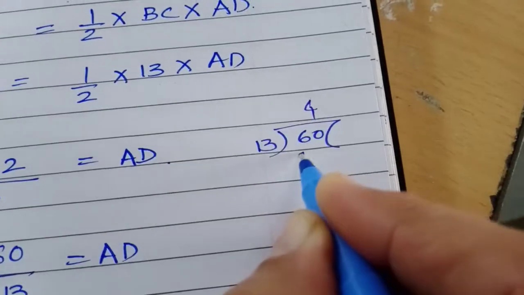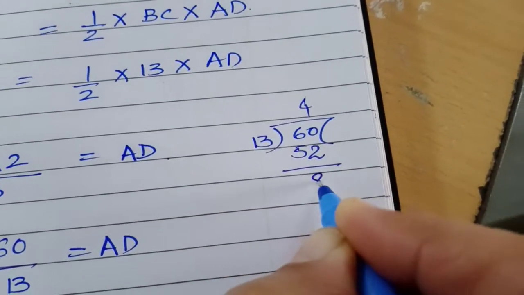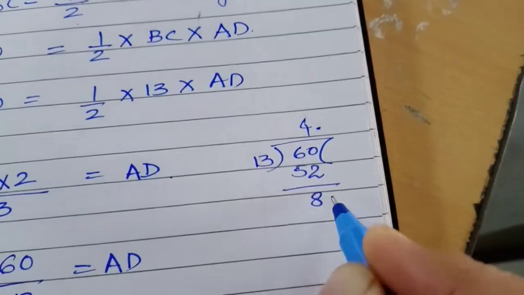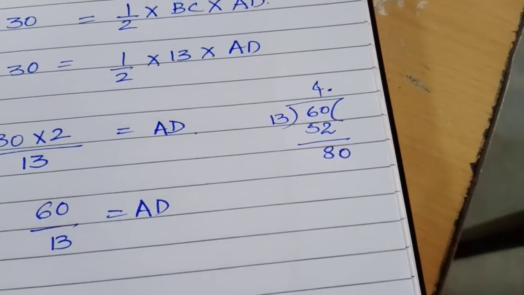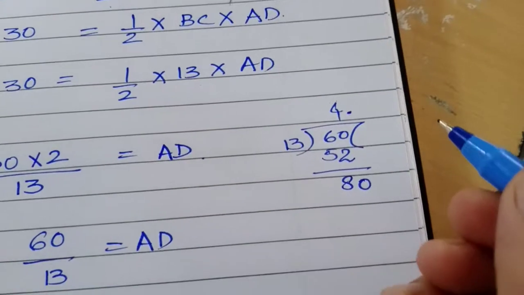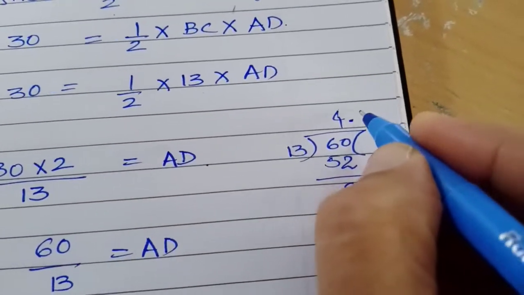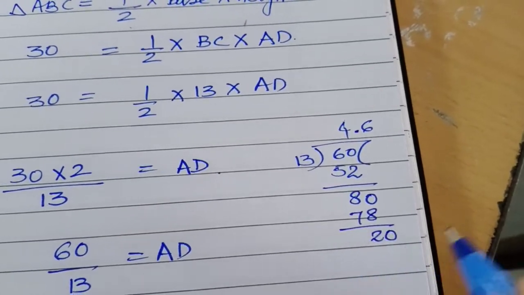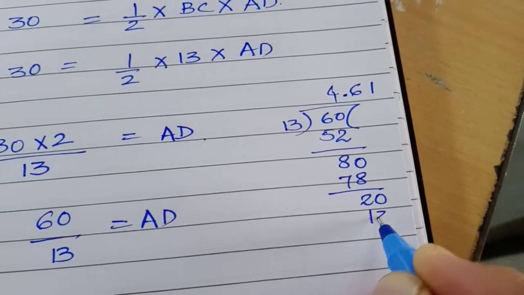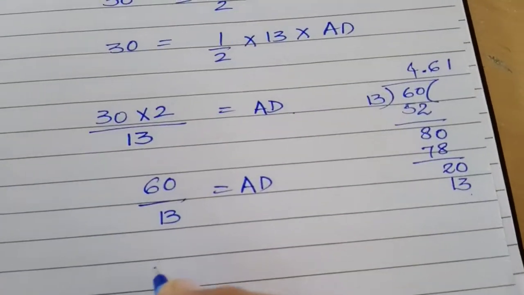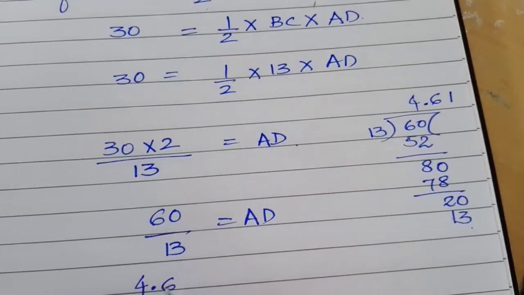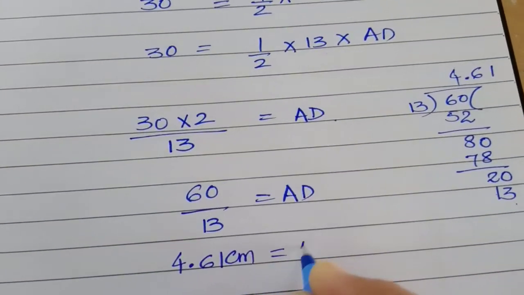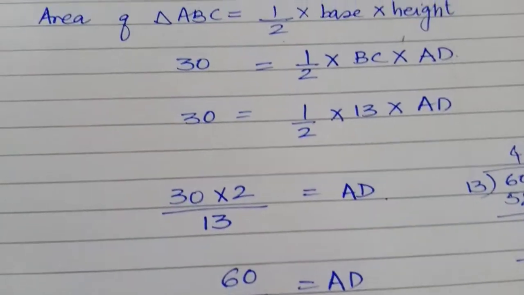13 4s are 52. 8, 0. 16. 6s are 78. 2, 0. 13 1s are 13. So I am getting it approximately as 4.61 centimeter is equals to the altitude AD.